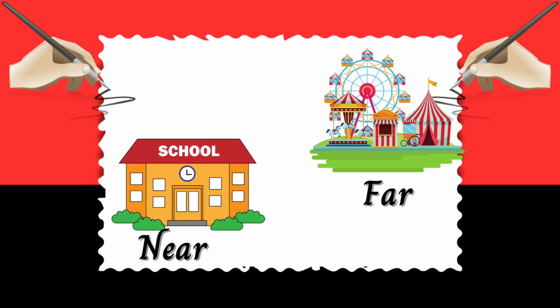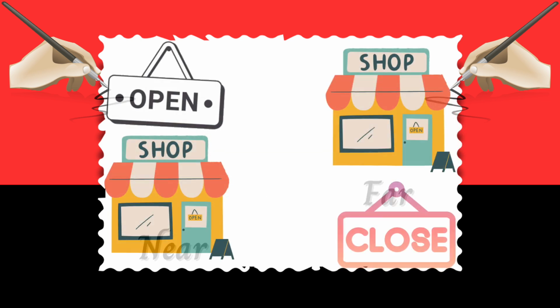8. Near and far. Near means close to something. Far means at a great distance. Example, the school is near our house, but the park is far away.